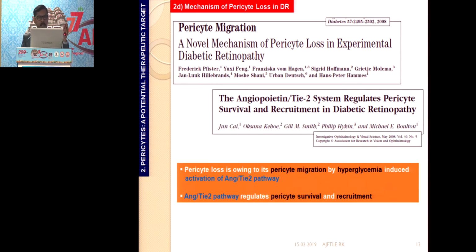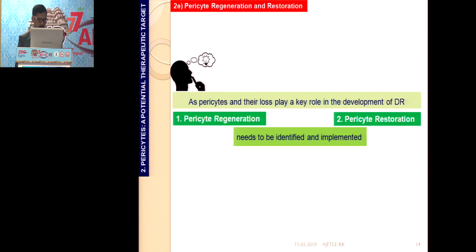The other one is that hyperglycemia induces the migration of pericytes from one place to another by activating the ANG-Tie2 pathway. So when we target this pathway, will it be fine? Now we have to design a strategy to prevent pericyte loss, either by regenerating pericytes or restoring the function of the pericytes. How to do that?